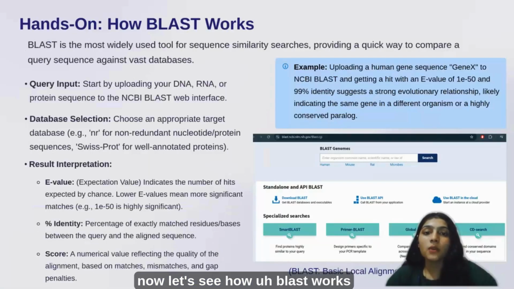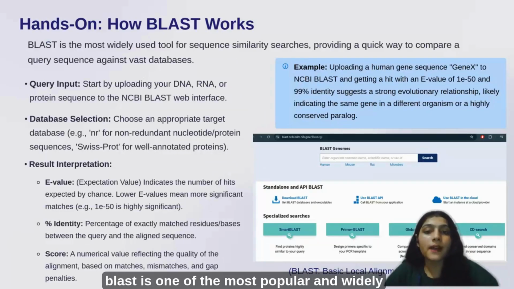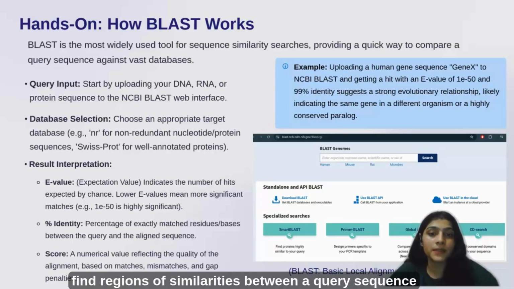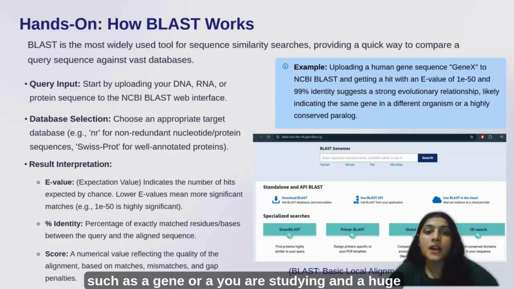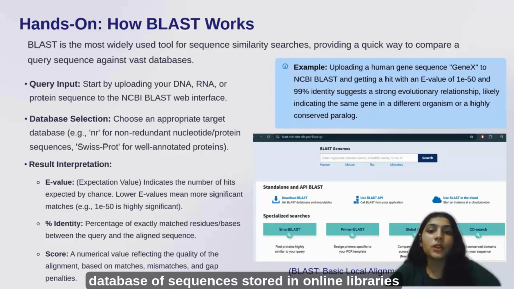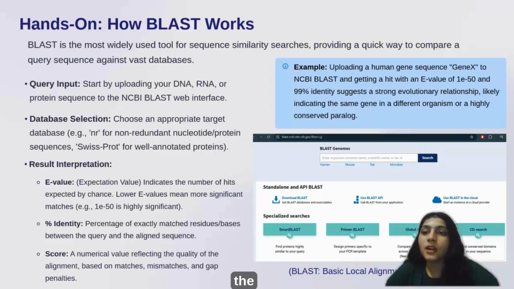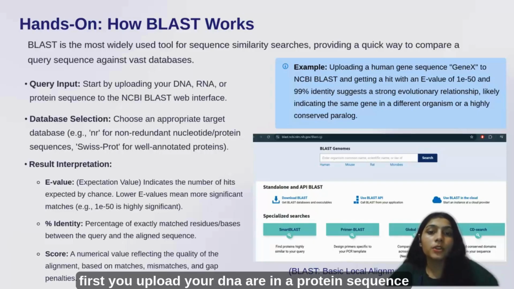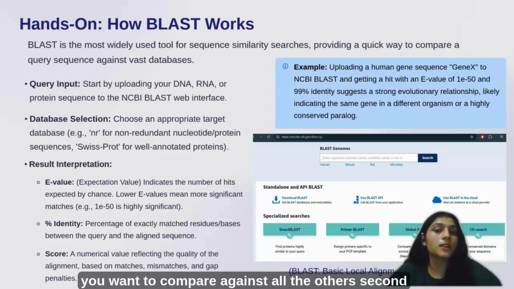Now let's see how BLAST works. BLAST is one of the most popular and widely used tools in bioinformatics. It helps scientists quickly find regions of similarity between a query sequence, such as a gene or protein you are studying, and a huge database of sequences stored in online libraries. The first step is query input. First, you upload your DNA, RNA or protein sequence to the BLAST website. This is your question, the sequence you want to compare against all the others.